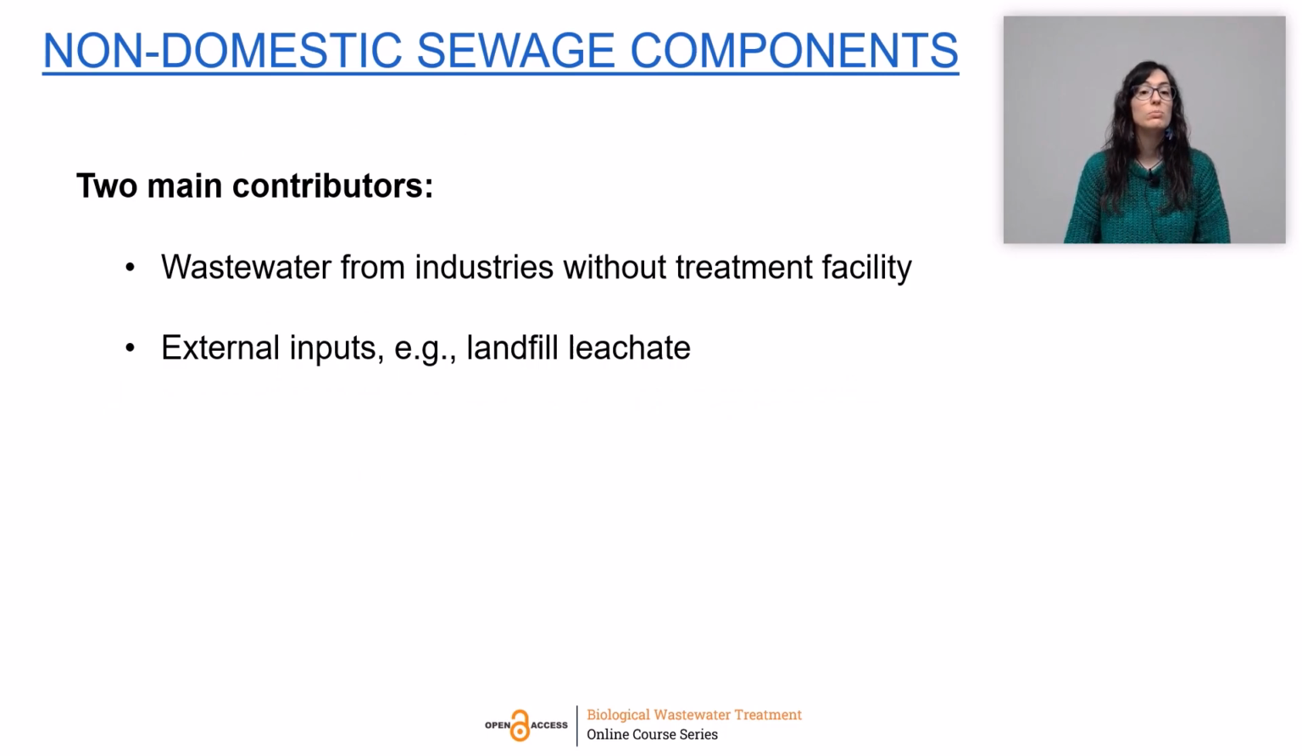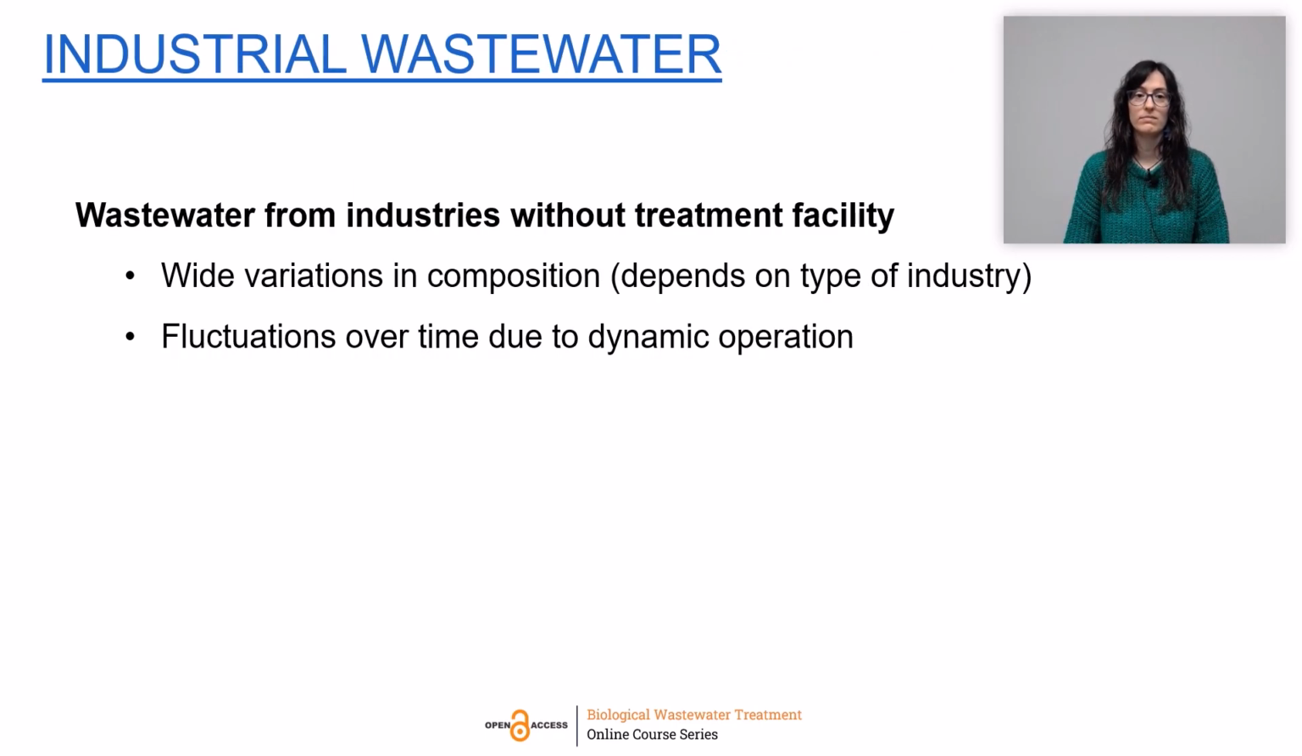We have two main non-domestic contributors: wastewater that comes from industries that do not have a treatment facility, and other external inputs such as landfill leaching. Wastewater coming from industry usually presents wide variations in composition, and it's fully dependent on the type of industry. In addition, it normally presents fluctuations over time due to the dynamic operation of the factories.